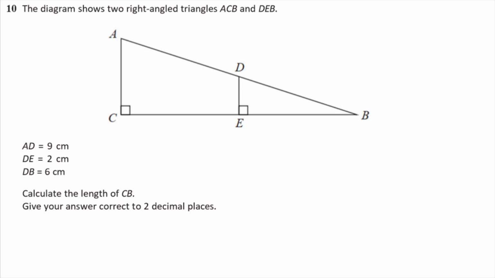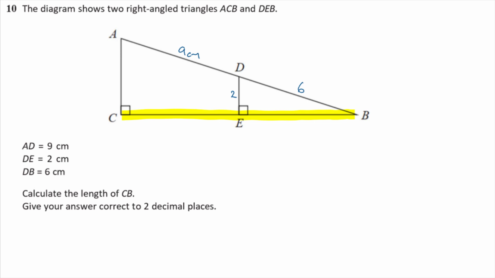So let's have a look at what they've given us. They've given us AD and told us that is 9 centimeters. So from A to D is 9 centimeters. From D to E is 2 centimeters. And from D to B is 6 centimeters. Okay, so that should be enough then to work everything out. Calculate CB. So what do I need to find? I need to find this length here. Okay, and that's it. That's all I need to find.